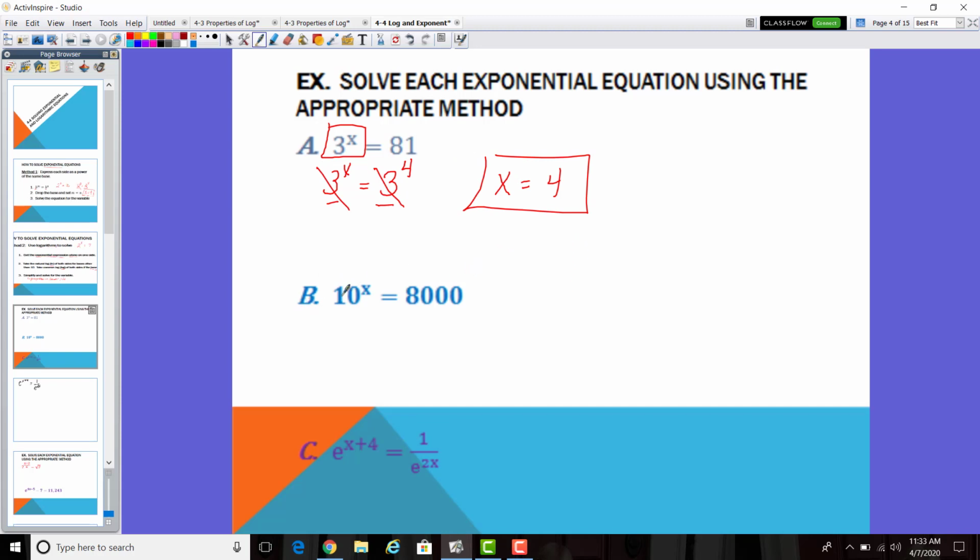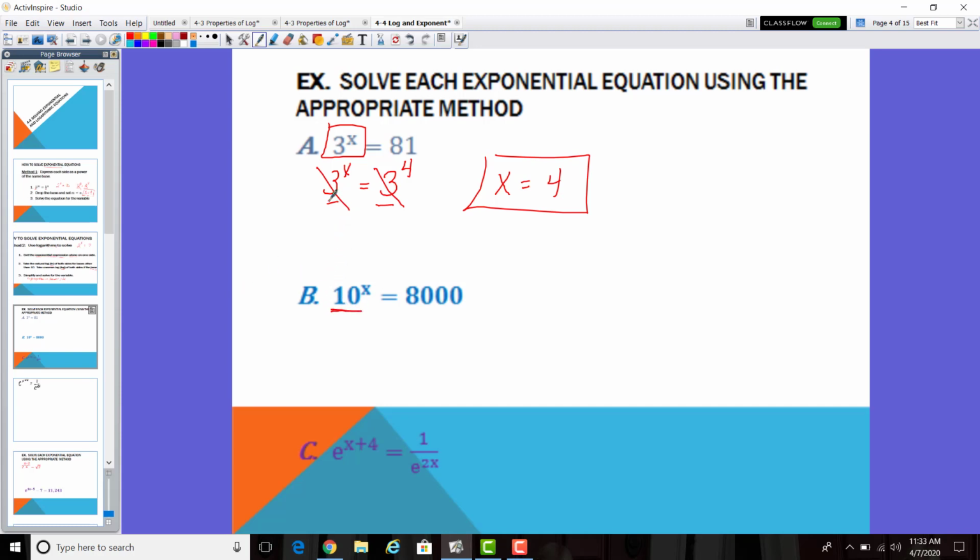Example B, 10 to the x power equals 8,000. I forgot to mention in method 1 that it is possible where both sides of the equation could be changed to a different base. In order to do that, I would have to have a base to an exponent that would give me this value.